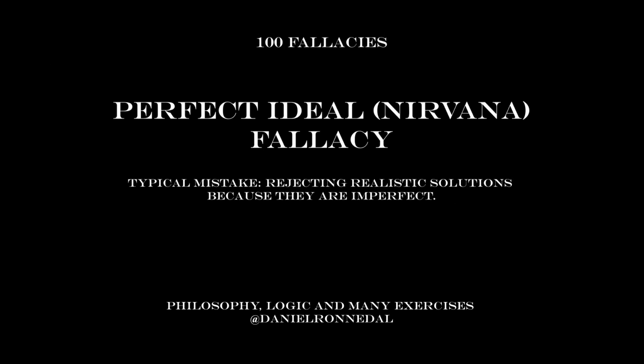Perfect ideal fallacy, nirvana fallacy. The perfect ideal fallacy, often called the nirvana fallacy, arises when someone rejects a realistic solution because it is not perfect. Real-world alternatives should be compared with one another, not with unattainable ideals. Example: seat belts do not prevent every traffic fatality, therefore they are not worth using. The fact that a measure is imperfect does not mean that it is ineffective.